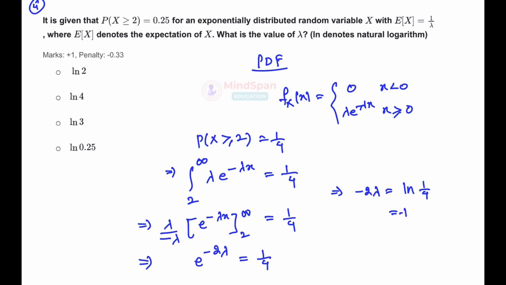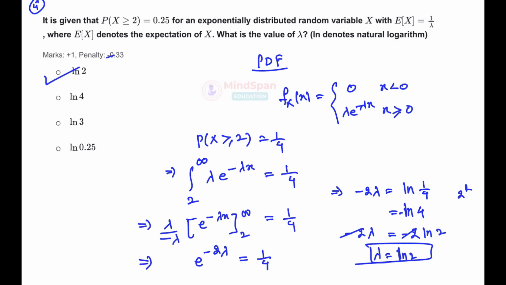So this can be written as minus ln 4, right? And further, this 4 can be written as 2 to the power 2. So overall this can be written as minus 2 ln 2, and here we have minus 2 lambda, so this will get cancelled. So lambda is equal to ln 2. This matches your answer, so A is the correct answer for this.